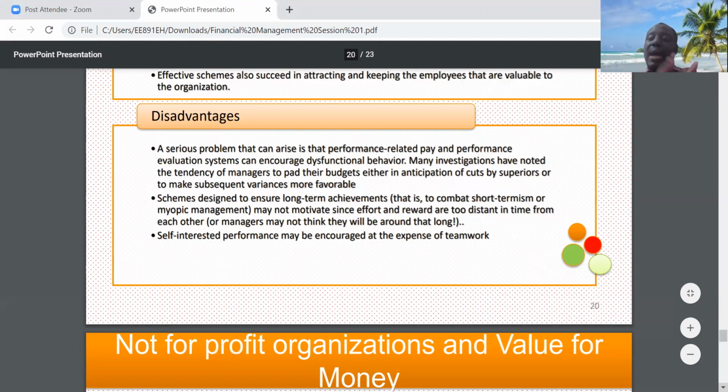Managers can pad their budgets just to make their variances look a lot more favorable. They make their budgets look huge to make sure their variances are a lot more favorable. This is dysfunctional behavior as a result of incentivization, because people just want to get the money, get the check. So they would use every means, and one means is padding the budget.